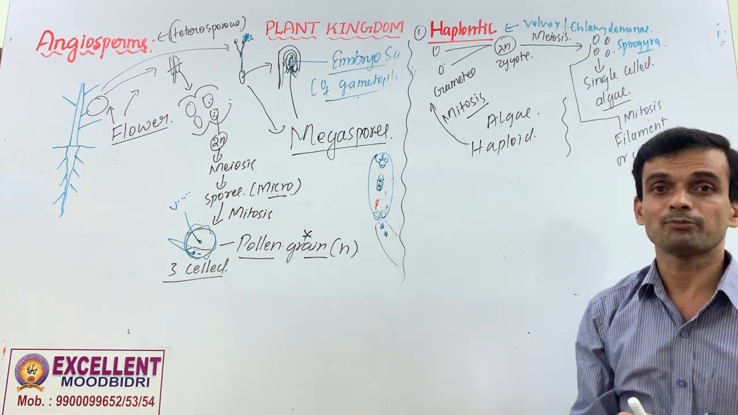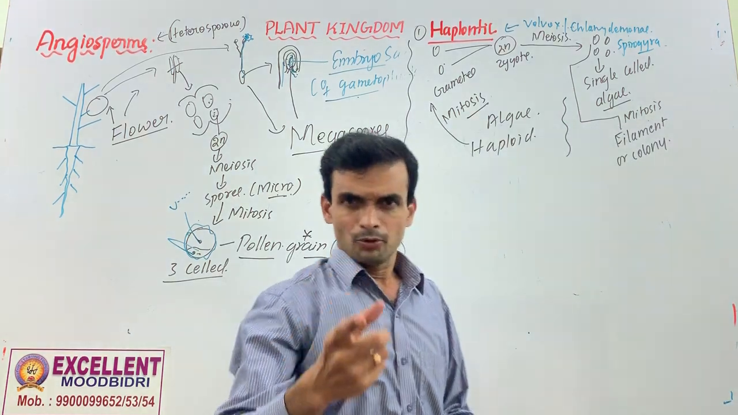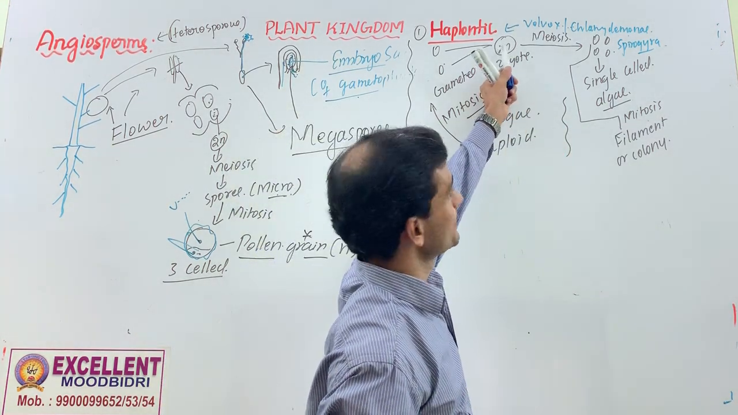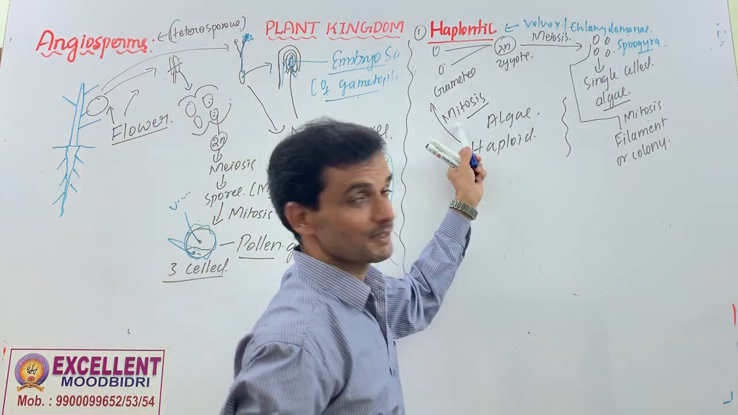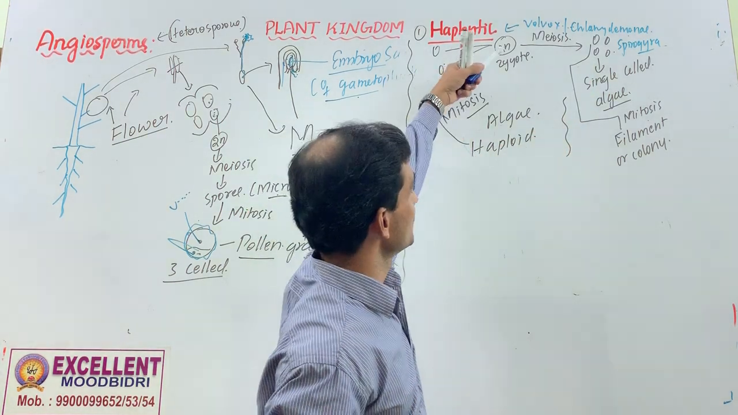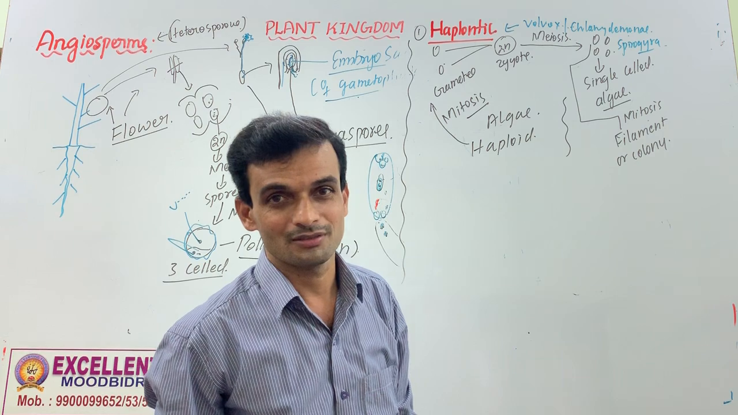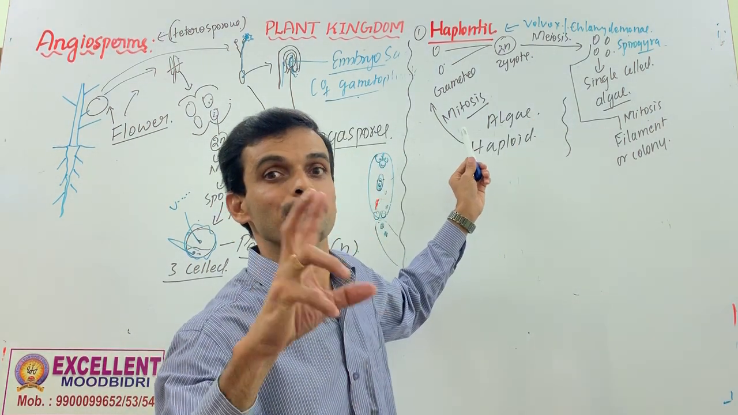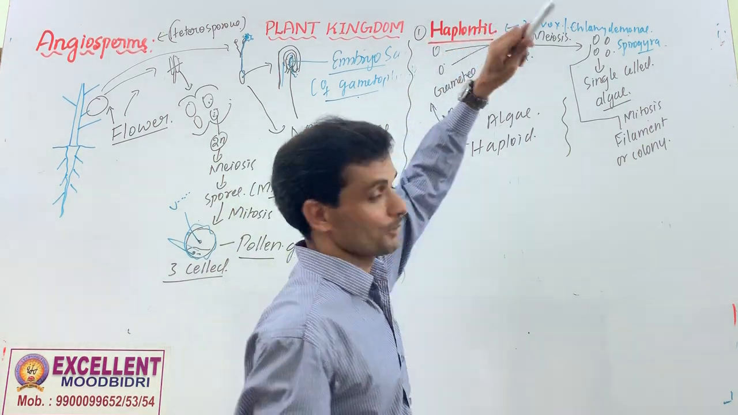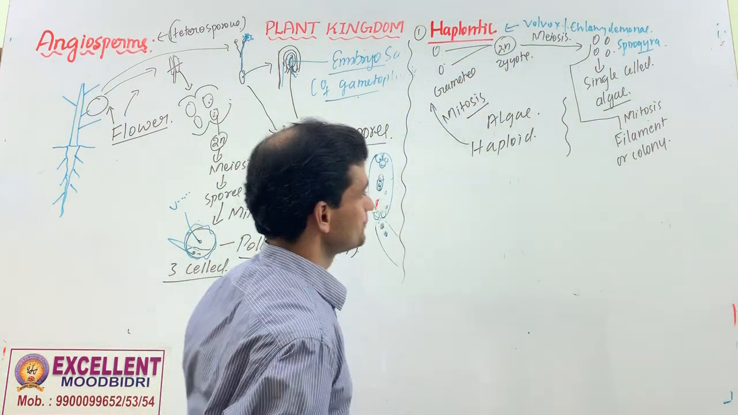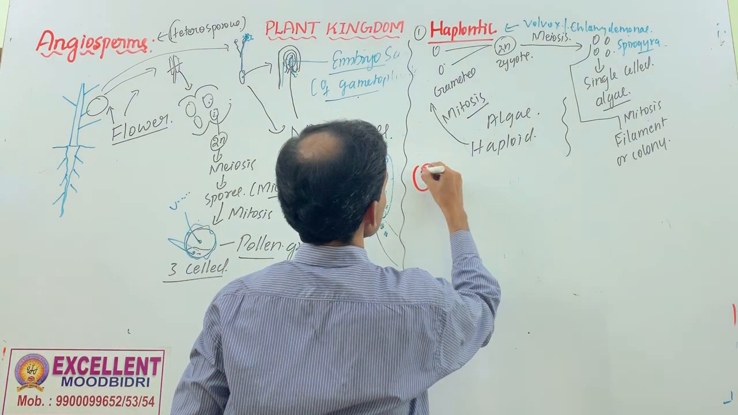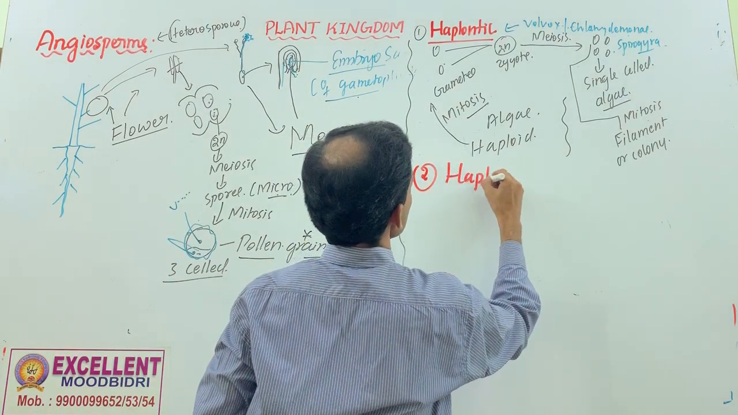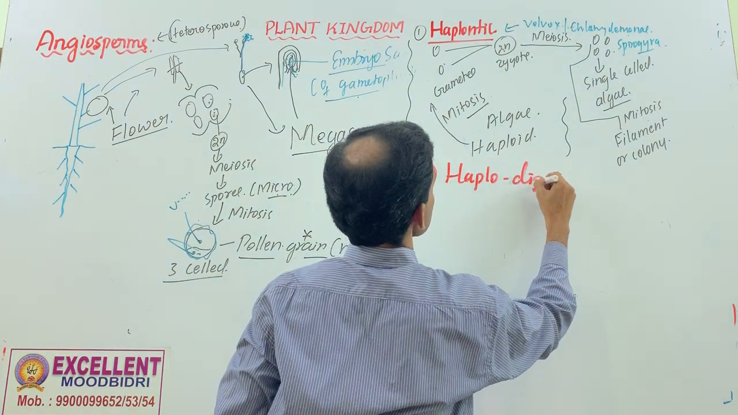So what do we mean by haplontic life cycle? It's about alternation of generation between the diploid sporophyte and the haploid gametophyte. But in haplontic, the diploid stage is only the zygote. Everywhere it is haploid. In haplontic, the haploid stage is dominant, the gametophytic stage is dominant. Then the other one is haplodiplontic.